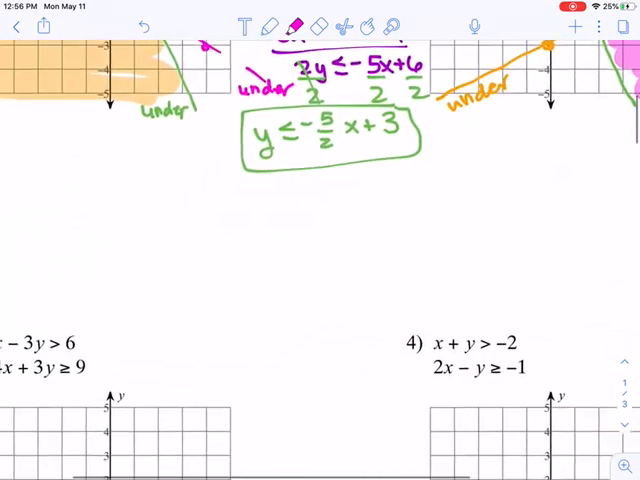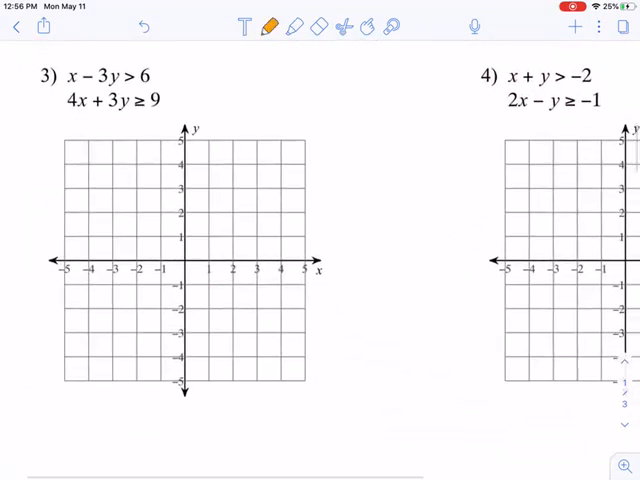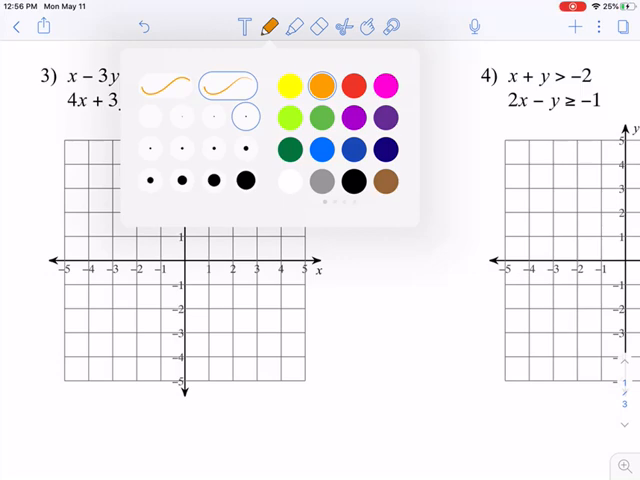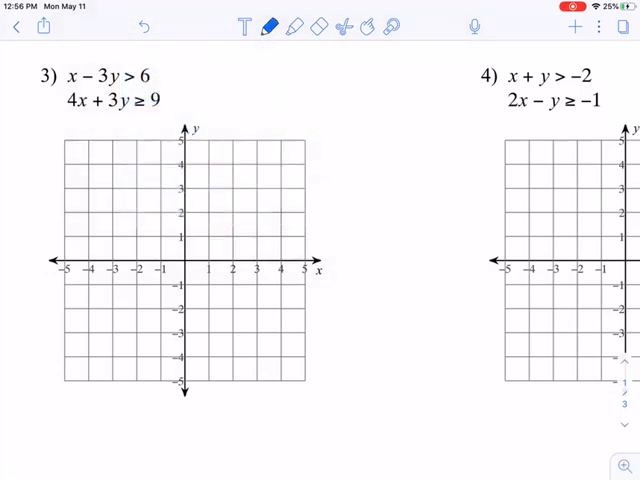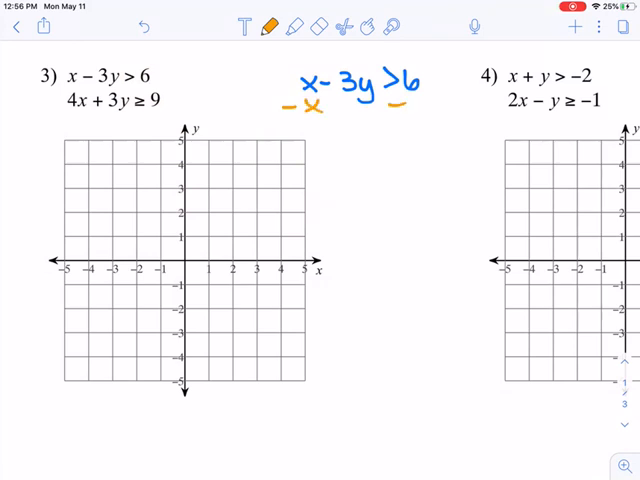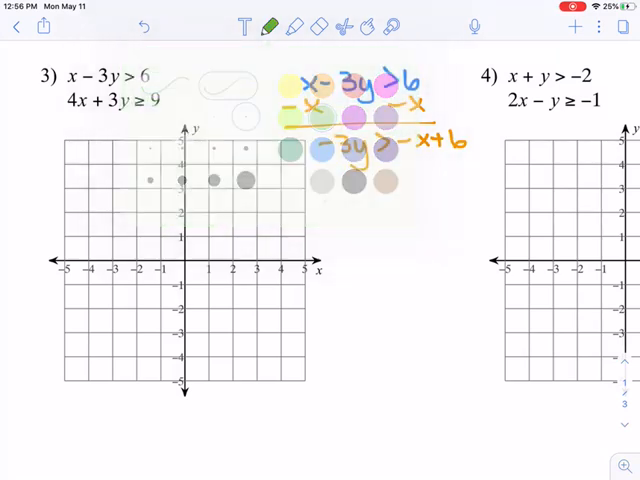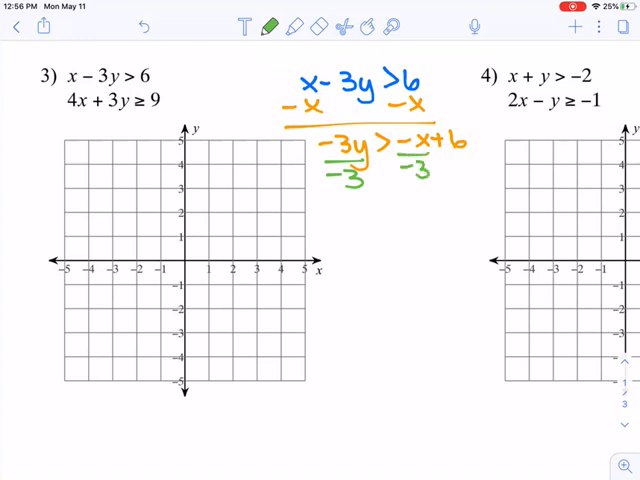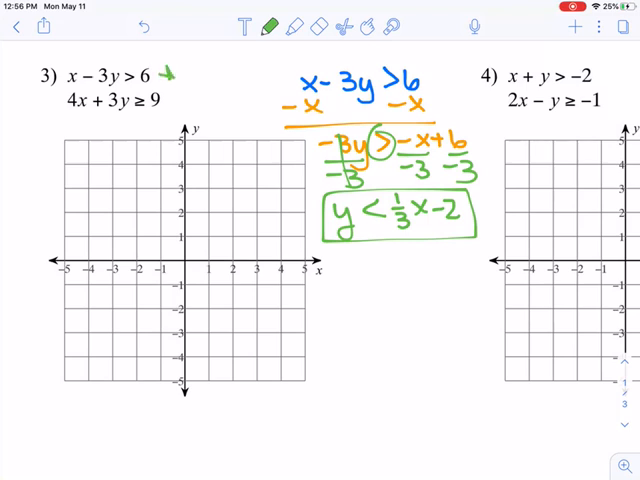Moving on to question number 3. Again, I have to start by putting my equations in the correct form. So let's start off with our first equation. X minus 3y is greater than 6. We want to subtract the x from both sides. And that gives us negative 3y is greater than negative x plus 6. Again, we're dividing by a negative. So if I have to divide everything by a negative, then y, flip the inequality, is less than 1/3 x minus 2. So there's my first line.